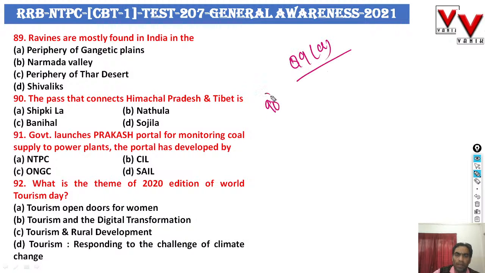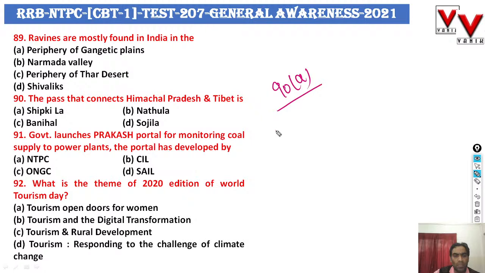Next question is 90. The pass that connects Himachal Pradesh and Tibet is Shipki La. Shipki La Pass connects Himachal Pradesh and Tibet. So the right answer is going to be A. 90, right answer is A only.